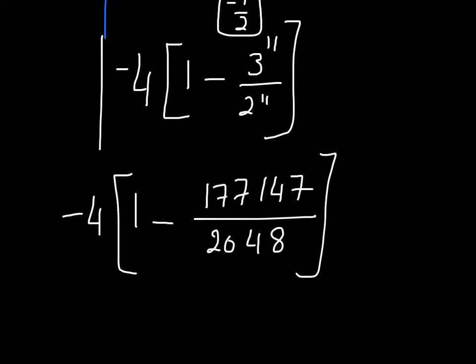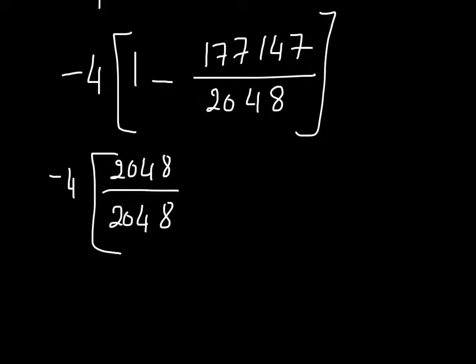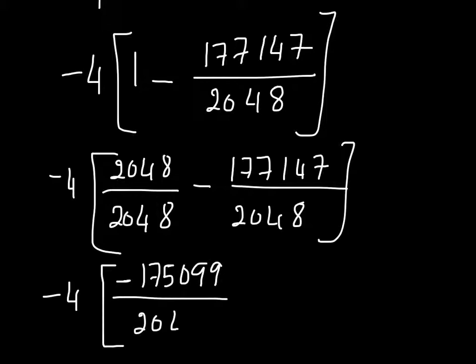We're going to do, within the bracket, a common denominator. And the common denominator is going to be 2048 over 2048, which is 1, minus 177,147 over 2048. Next, what we're going to do, we're going to subtract the numerators. 2048 minus 177,147, because we already have a common denominator, is going to give us negative 175,099. Now, we're going to multiply across, and you know, when you multiply across, we can reduce.